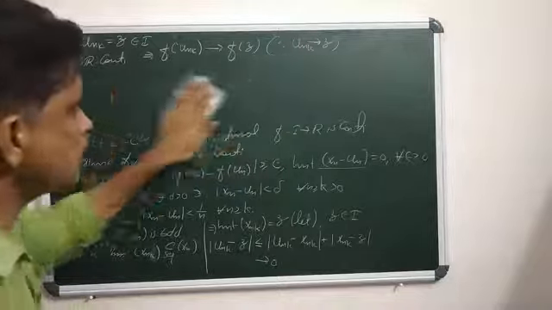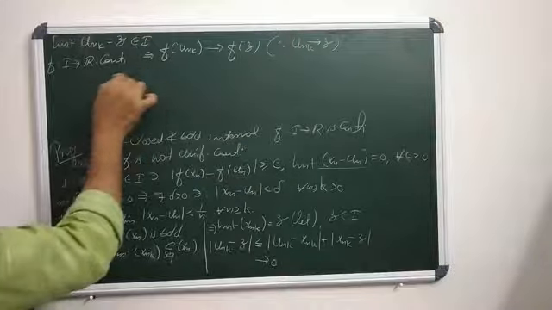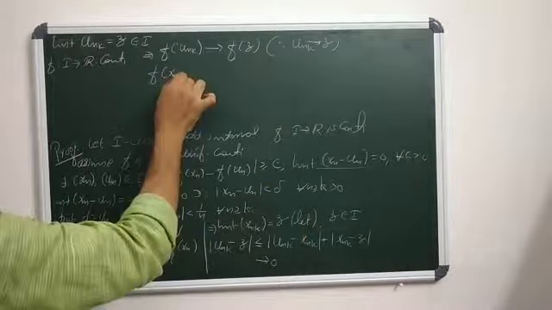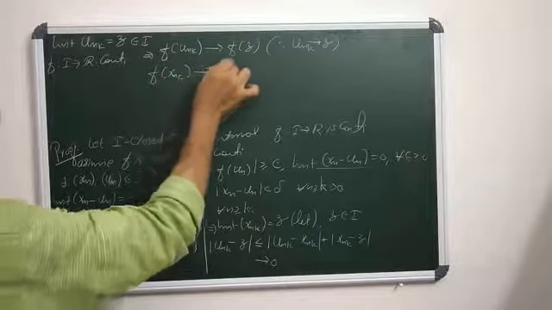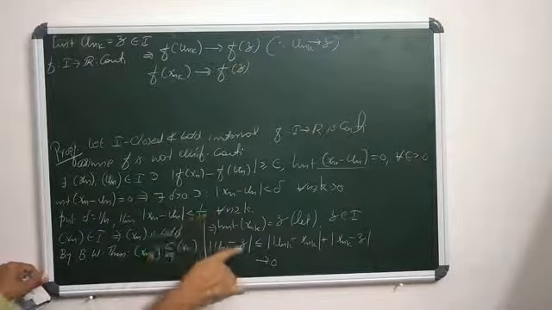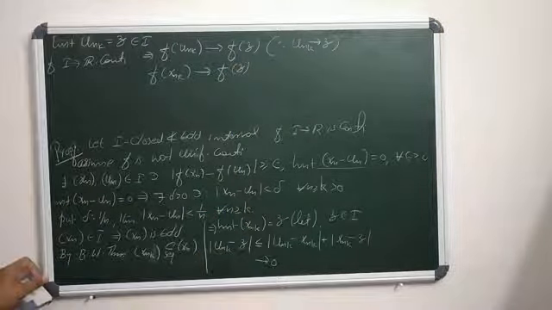Similarly, we also know that f of x_nk converges to f of z. Why? Because again f is continuous, and also the limit of x_nk equals z.